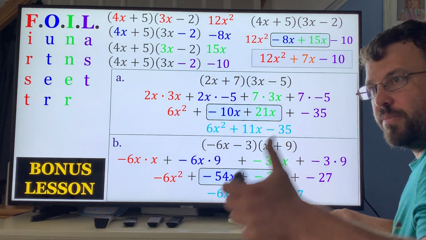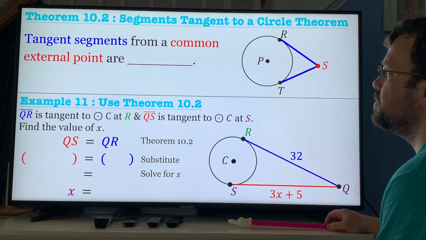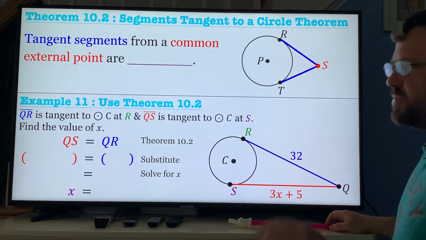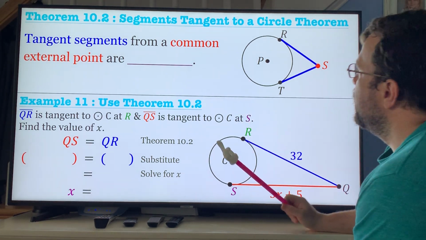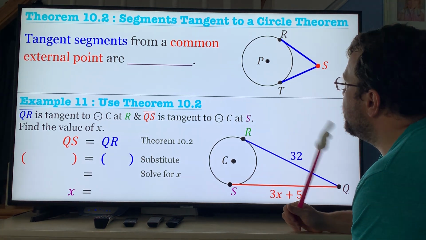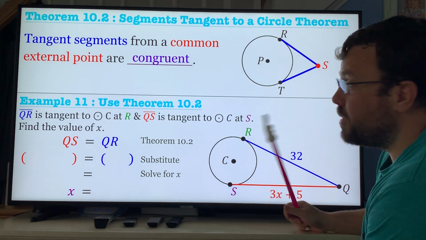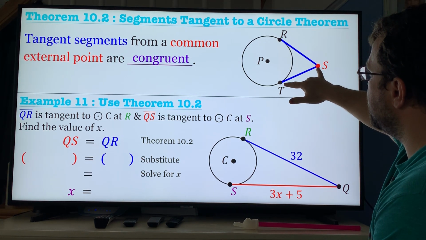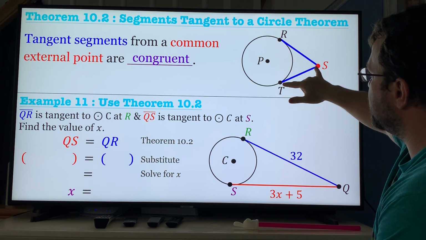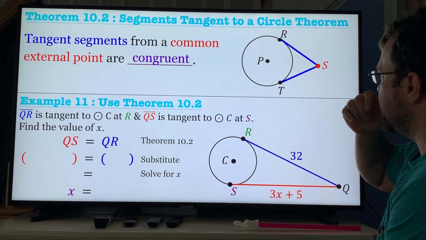Good? Awesome. All right, let's go over two more theorems. That's really not part of the lesson. It's just reteaching you guys how to FOIL. Tangent segments from a common external point are congruent. So what that means is RS equals ST, or the length of RS equals the length of ST. RS is congruent to ST.